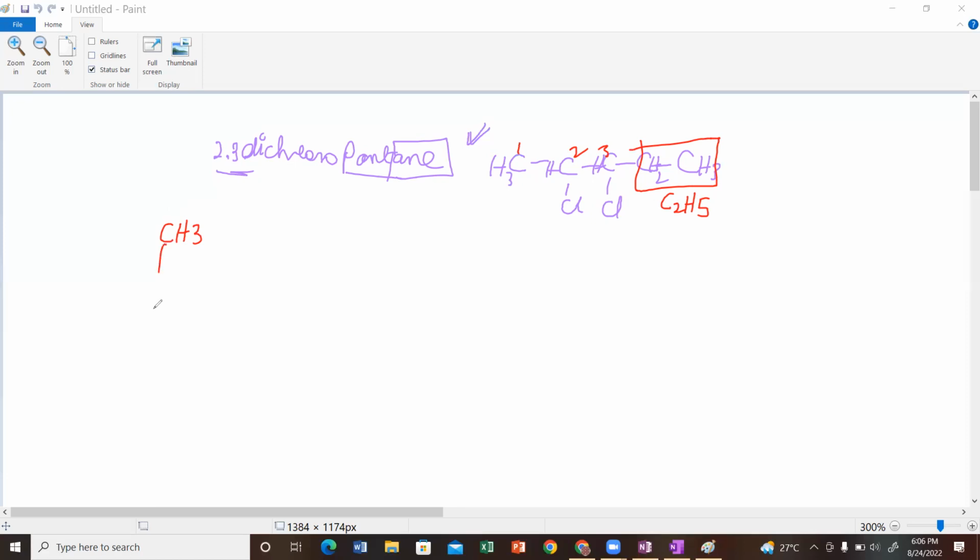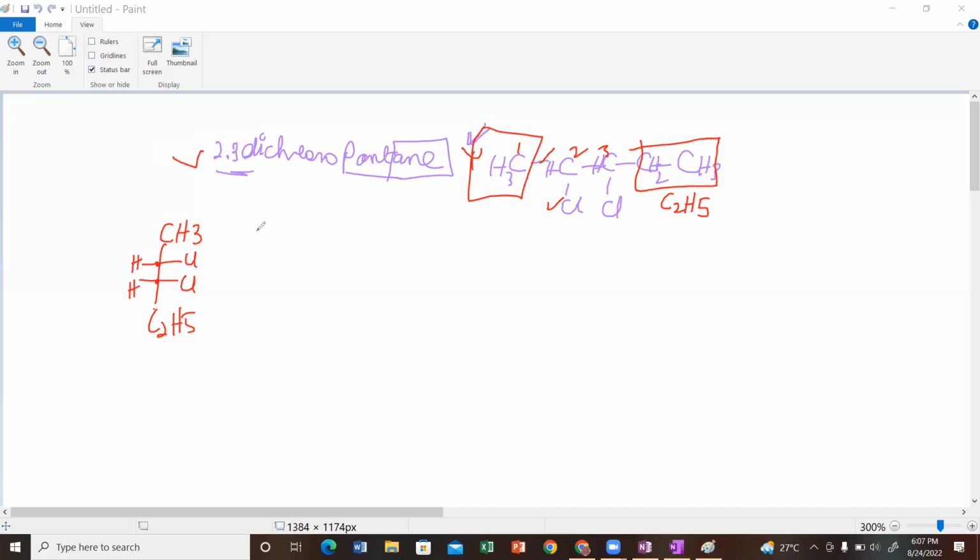So I'm going to start the chain with CH3 and end the chain with C2H5. As we can notice, we have mentioned only the terminals, but the central carbons are missing. So there are two central carbons. I'm going to represent them like this, carbon number 2 and carbon number 3. On carbon number 2, the two attachments are H and Cl, so I'm going to put H and Cl. Again, on carbon number 3, there are two attachments, H and Cl, right? So that is the structure of 2,3-dichloropentane.